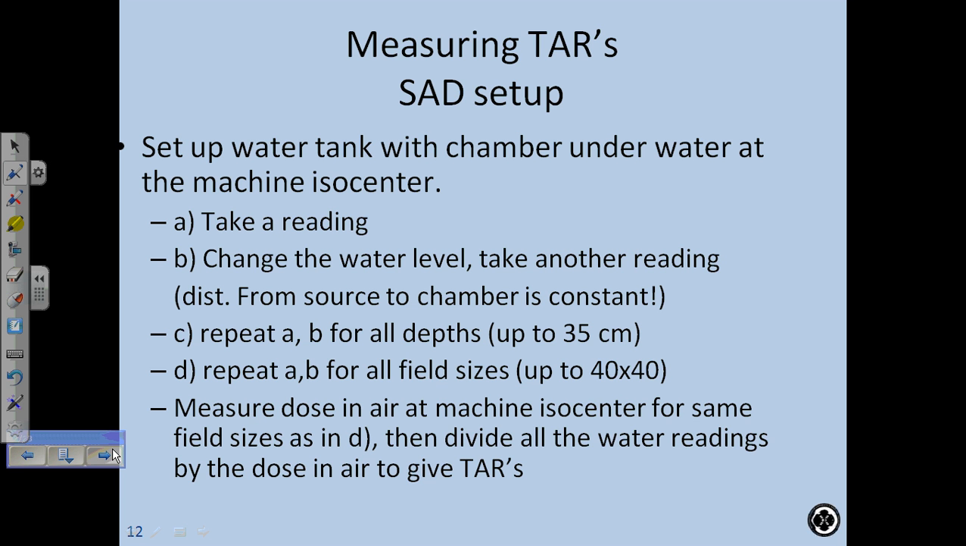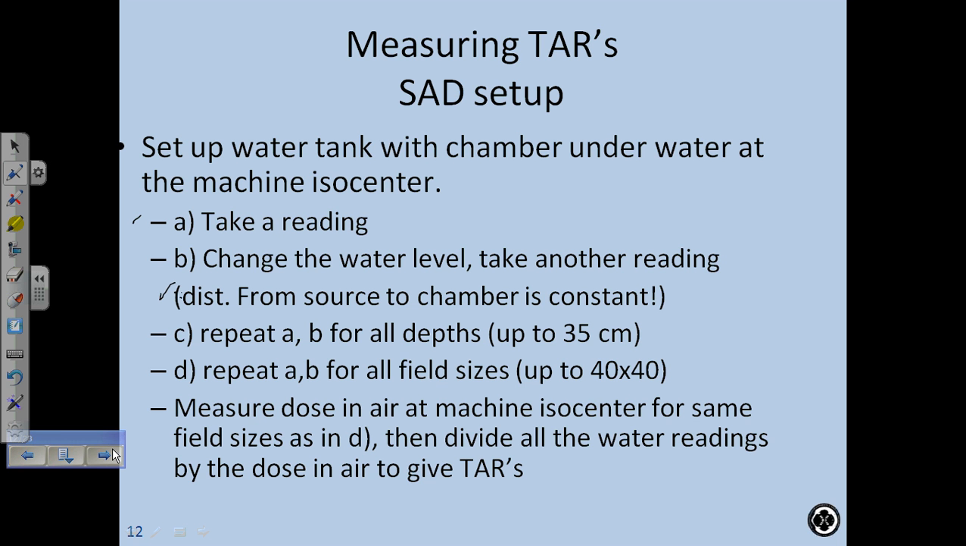So measuring TARs, how do you measure them? Set up a water tank with a chamber underwater at the machine isocenter. Take a reading with the chamber, then change the water level, so you're changing the depth. You're not moving the chamber. Take another reading, and this is constant, remember. Repeat. This is not constant for PDD, right? This changes for PDD. So for TAR, it's constant.